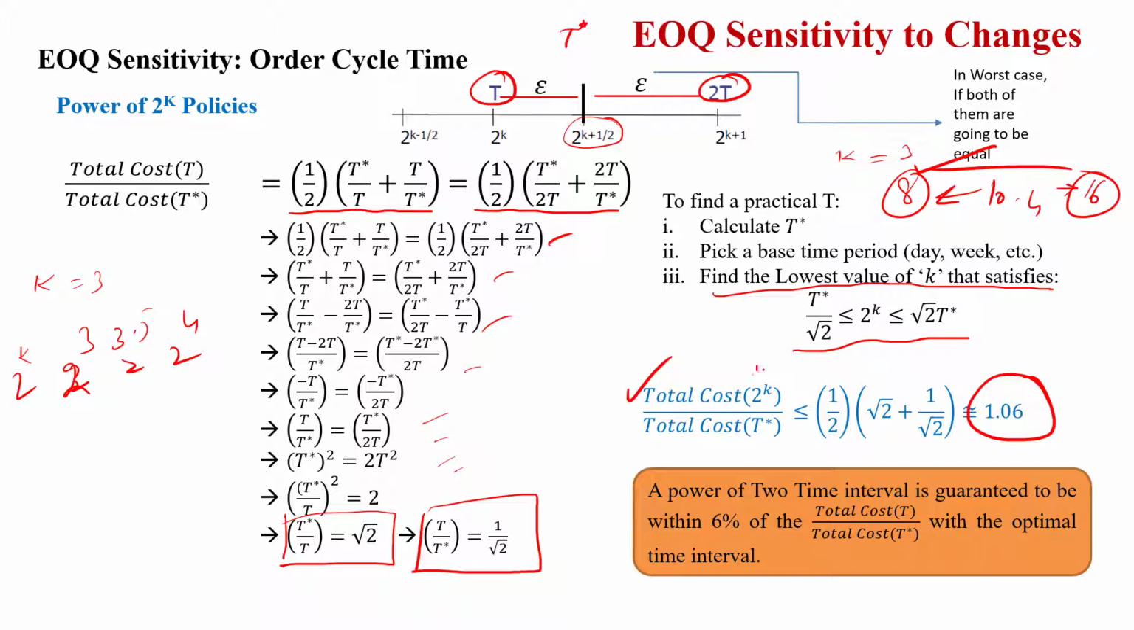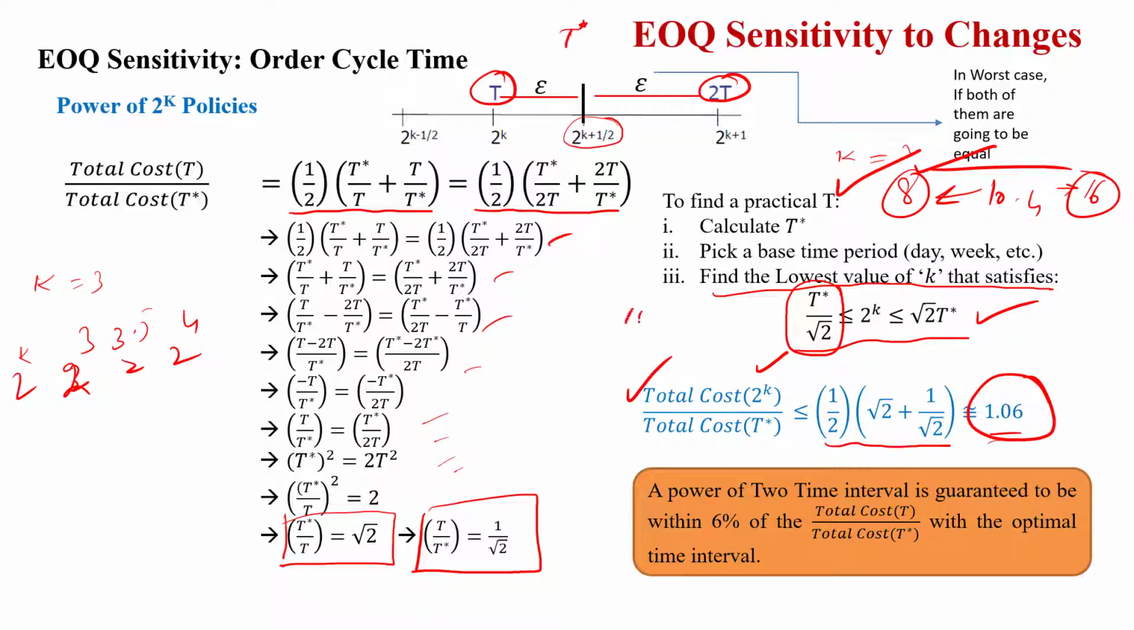Because we are finding the 2 power k policy, the total cost at 2 power k divided by the total cost at t star should be less than or equal to this, which is basically 1.06. So only 6% of our total cost is going to change if we use the 2 power k policy instead of the optimum time. We have seen that for our example we should order every 8th week. You can even calculate it from here as well.